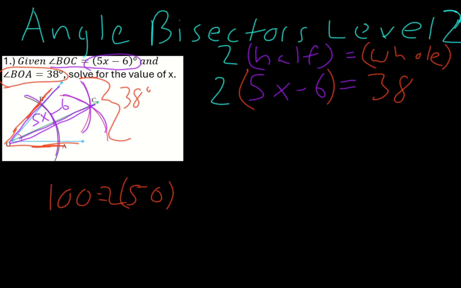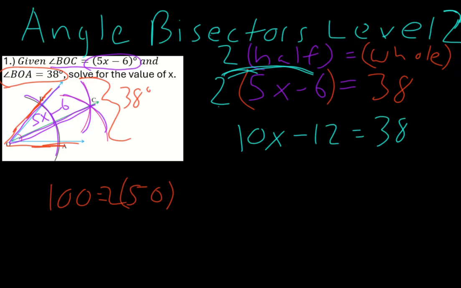Okay, well, how do you solve something like this? Well, the first question you ask yourself is, can I simplify the left side or the right side? And we can simplify the left side by distributing. Distributing means we multiply through the parentheses. So 2 times 5x is 10x. 2 times negative 6 is negative 12, is of course equal to 38.